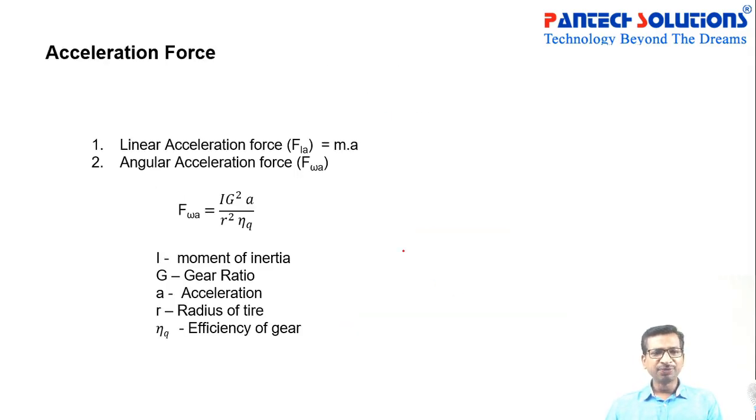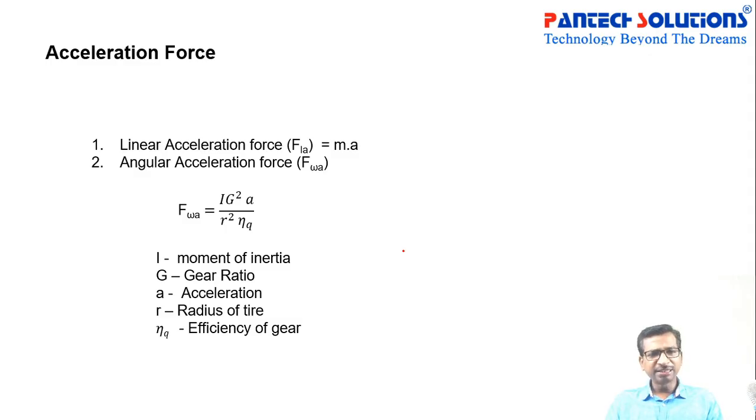And acceleration force. Suppose you want to push the vehicle, so there will be two kinds of acceleration. One is called linear acceleration and the other angular acceleration. The linear acceleration is like Newton's third law. If you apply a force, then the resultant opposite force will be there. So that is F is equal to m into a.